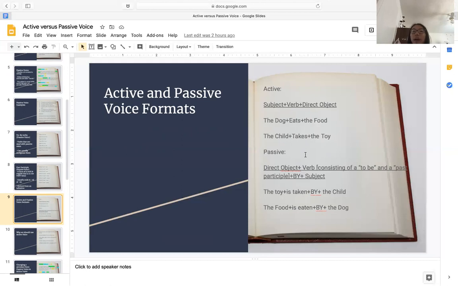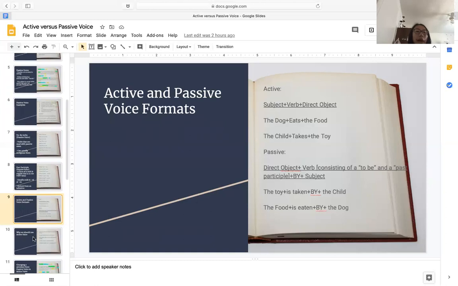Now, let's move on to the passive, which is slightly more complicated. We have the direct object at the beginning, a verb consisting of a to be and a past participle, with the word by and at last the subject. So the toy is taken by the child. The food is eaten by the dog.